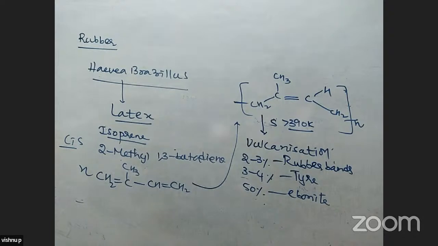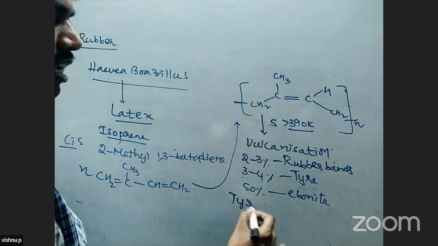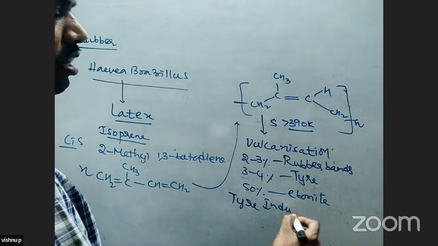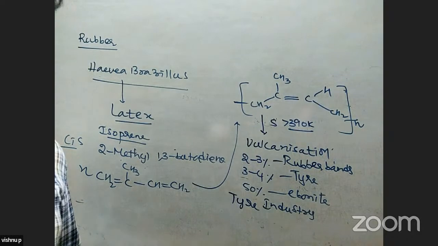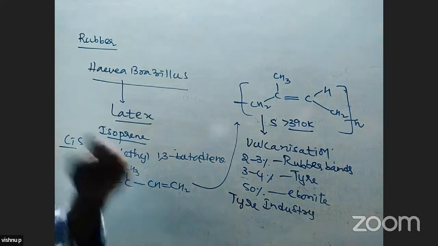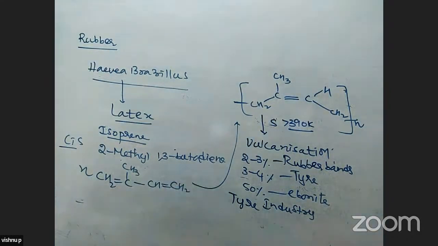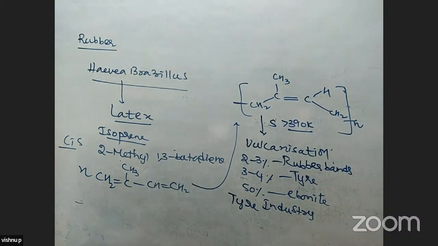Where is natural rubber used after the vulcanization process? It is used mainly in the tire industry, and also in shoe soles and footwear. This vulcanized rubber is used.